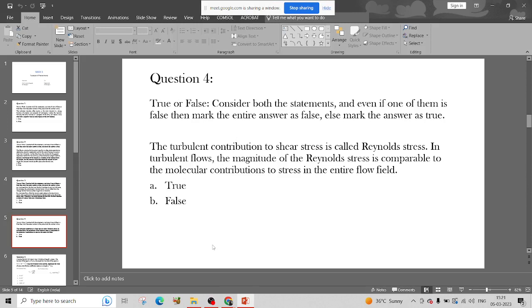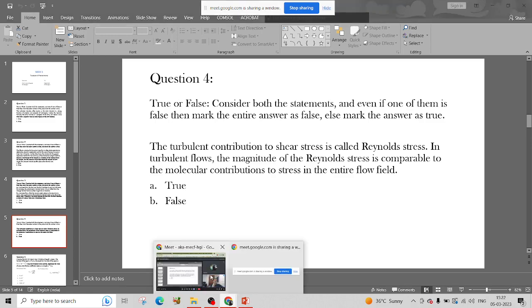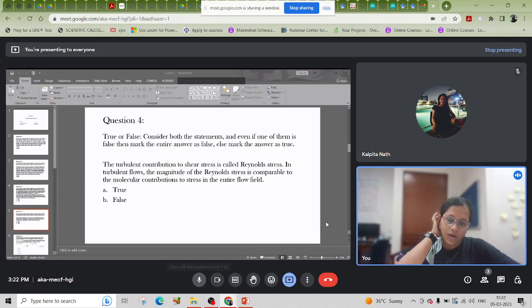The turbulent contribution to shear stress is called Reynolds stress. In turbulent flows, the magnitude of Reynolds stress is comparable to the molecular contribution to stress in the entire flow field. So answer whether it is true or false.